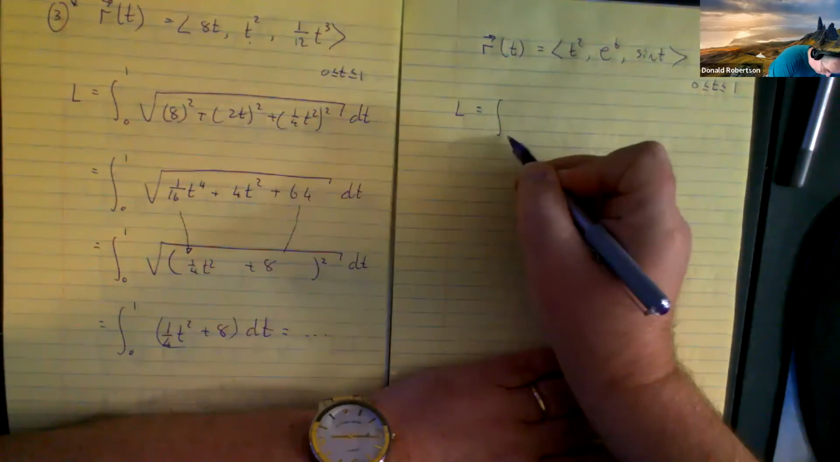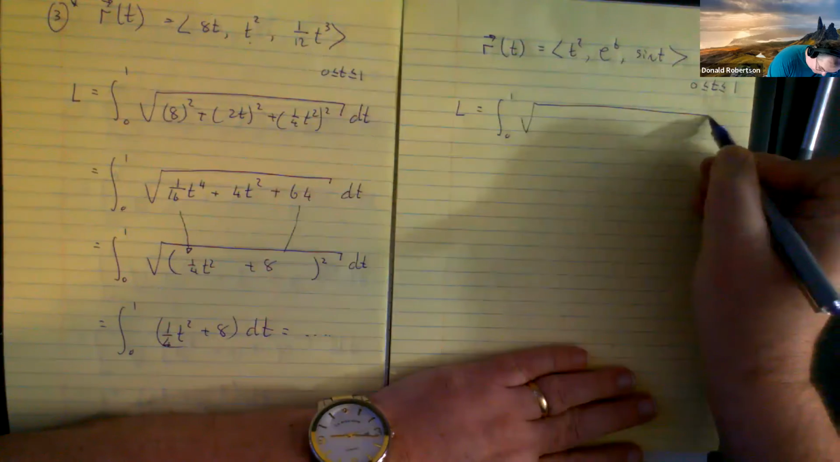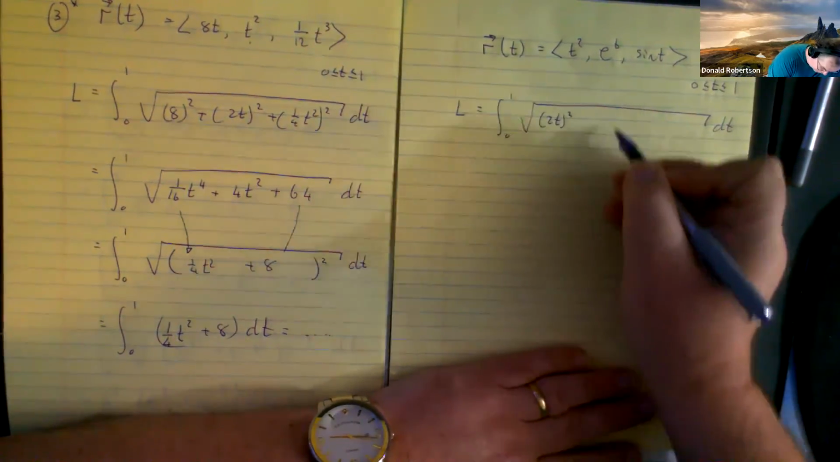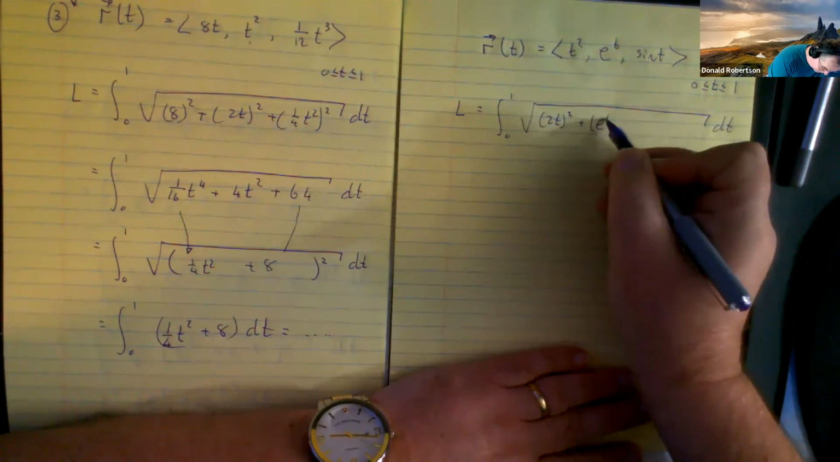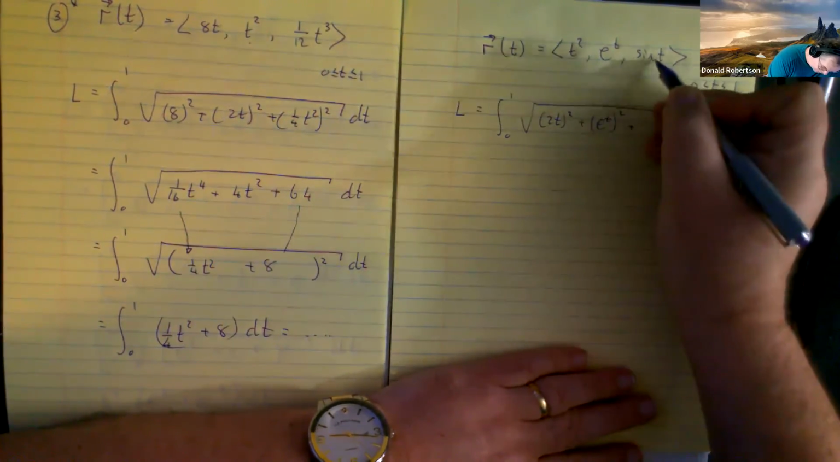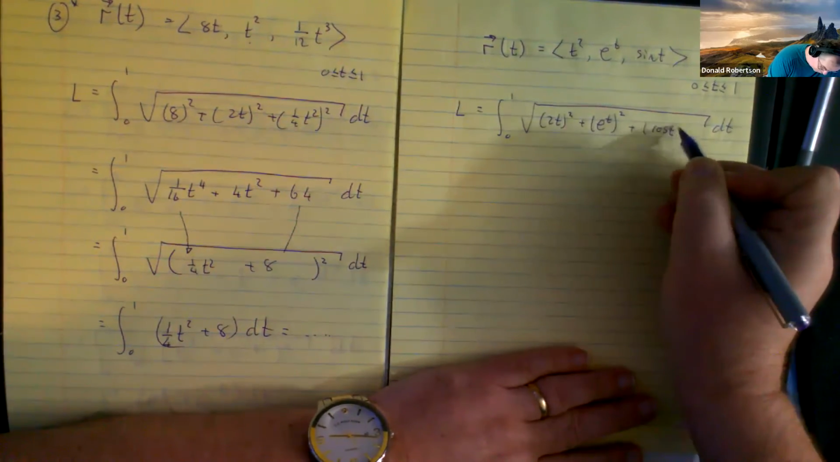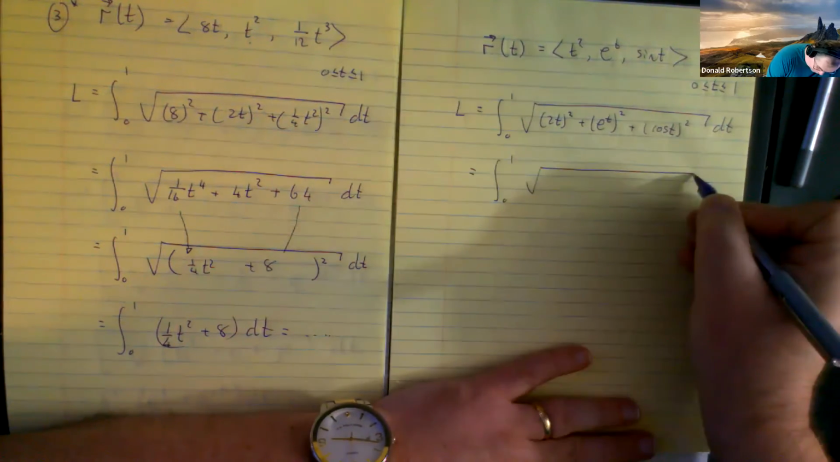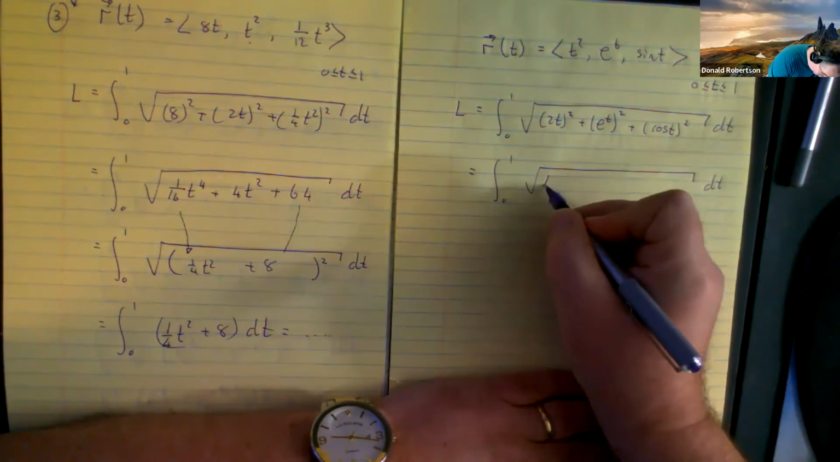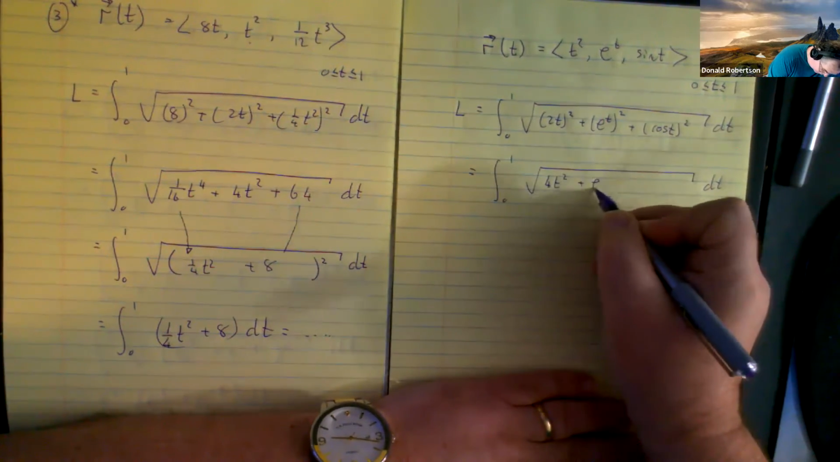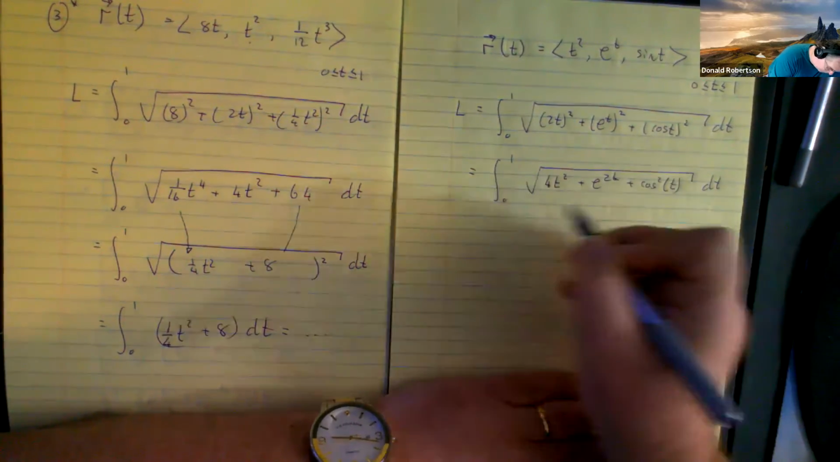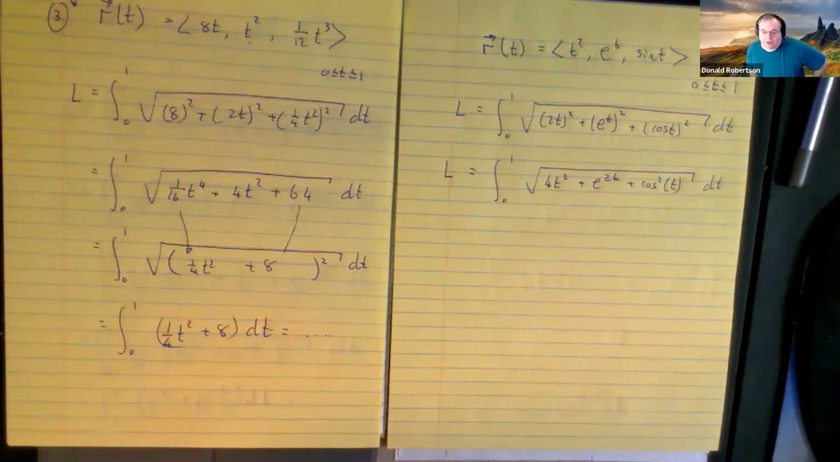So the arc length is the integral from 0 to 1. The derivative of this guy is 2t, and then you square it. The derivative of that guy is e to the t, then you square it. And the derivative of that guy is cosine t, and you square it. And I've deliberately chosen a question where it's pretty obvious you can't do any of the techniques that we've talked about. But you can do it numerically.